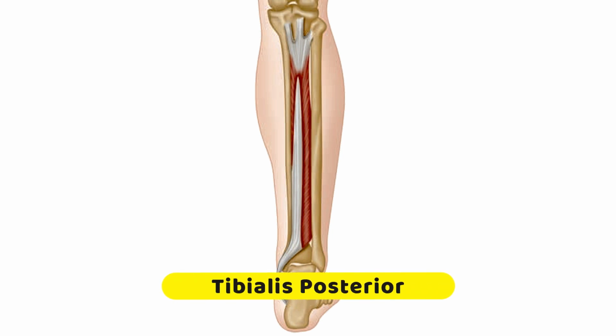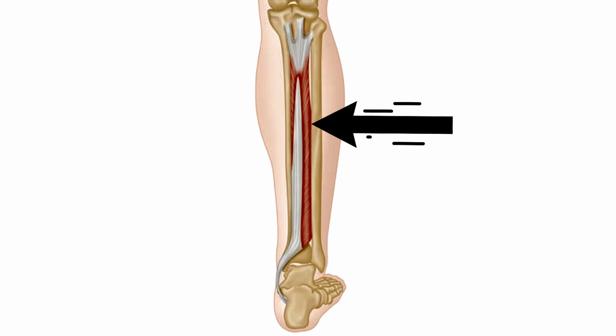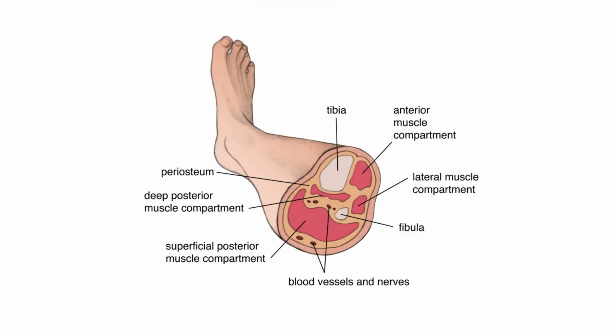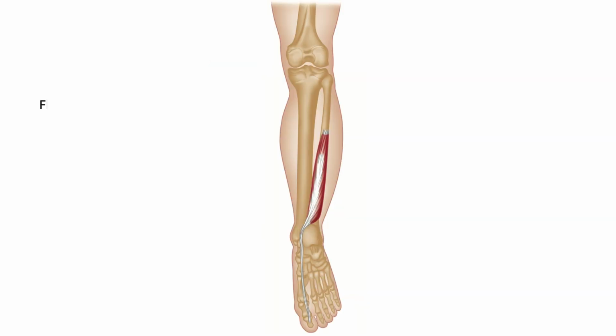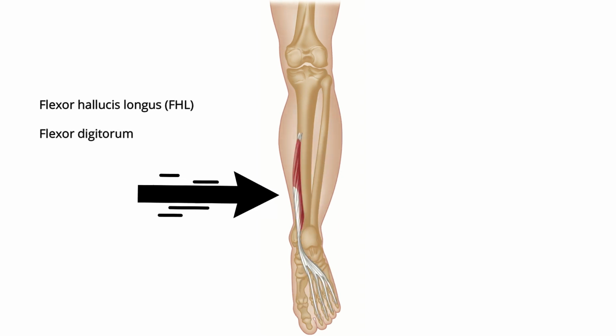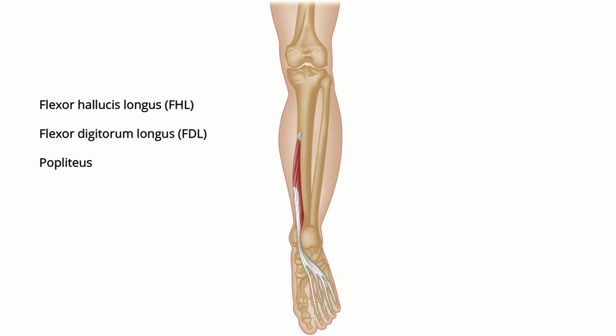I'm now going to talk about the tibialis posterior, which is this muscle here. The tibialis posterior comes from the Latin tibia, meaning pipe or flute, relating to the shin, and posterior, meaning behind. It is the deepest muscle of the deep posterior compartment of the lower leg. The deep posterior compartment muscles also include the flexor hallucis longus, FHL, the flexor digitorum longus, FDL, and popliteus muscles.